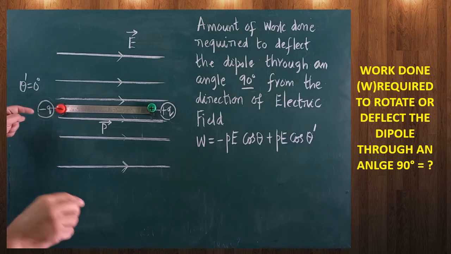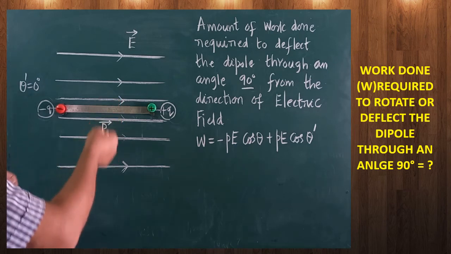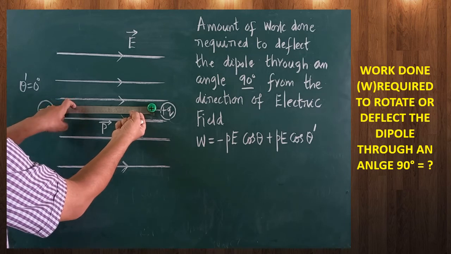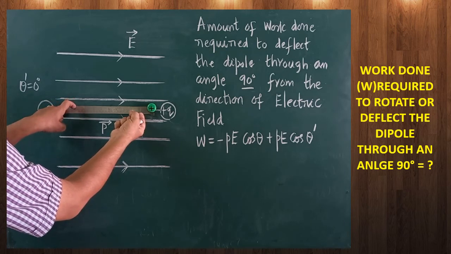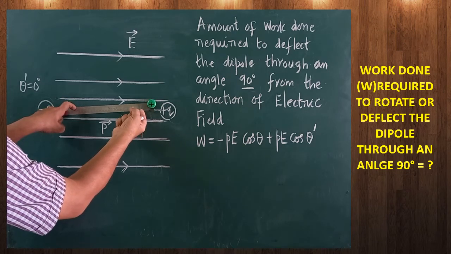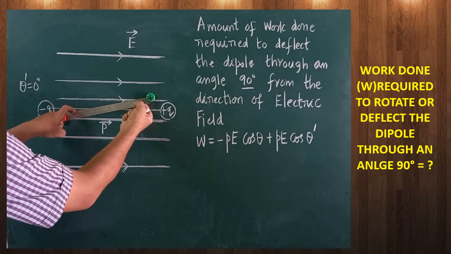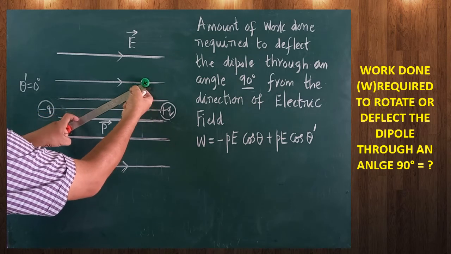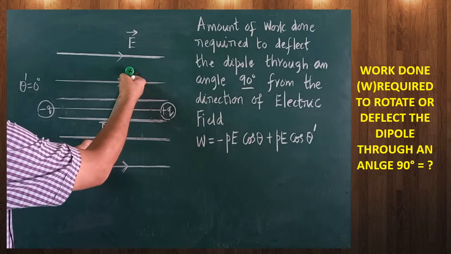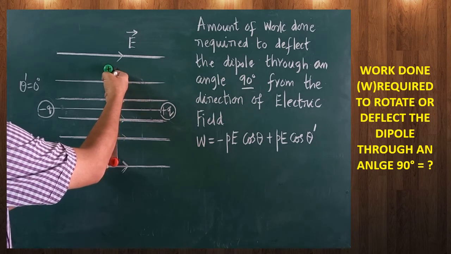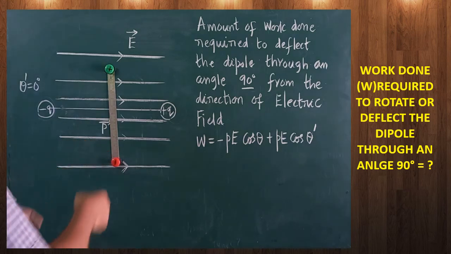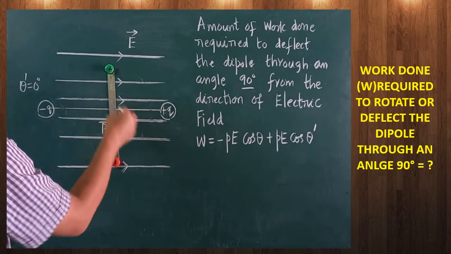Now I am going to rotate the electric dipole within the electric field. Look at how I am rotating. While rotating, I have to do some work because I am applying an external torque. Look at how the orientation of the electric dipole changes. So for that I have to do some work. Now it is aligned perpendicular to the field. It has moved from this position to this position.